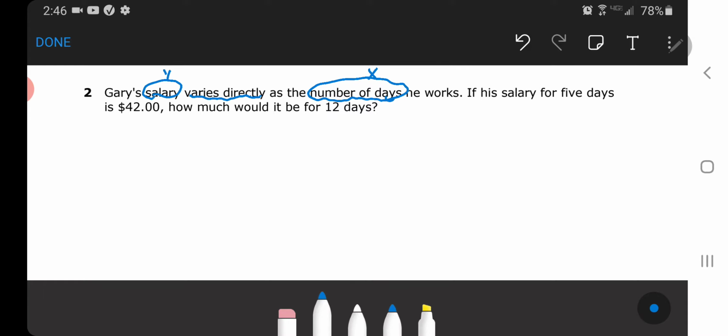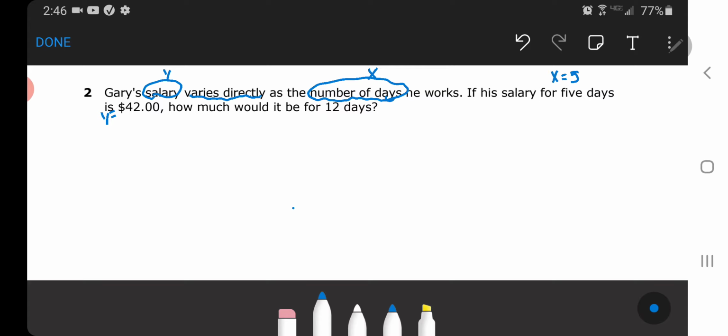Okay, so remember that salary varies directly with the number of days. Y is salary, and x is the number of days. If his salary for 5 days is $42, then when x is 5, y is 42. How much would it be for 12 days?